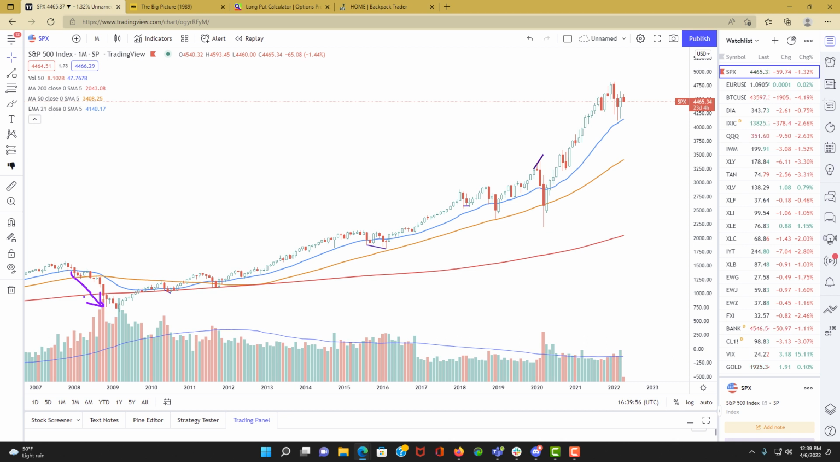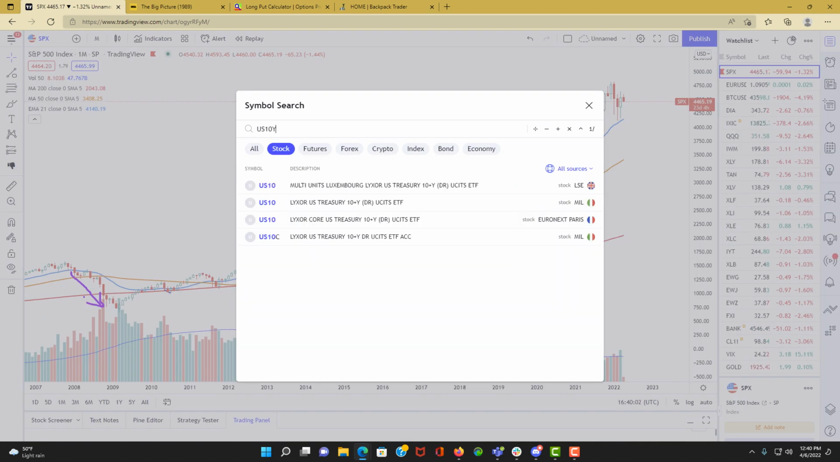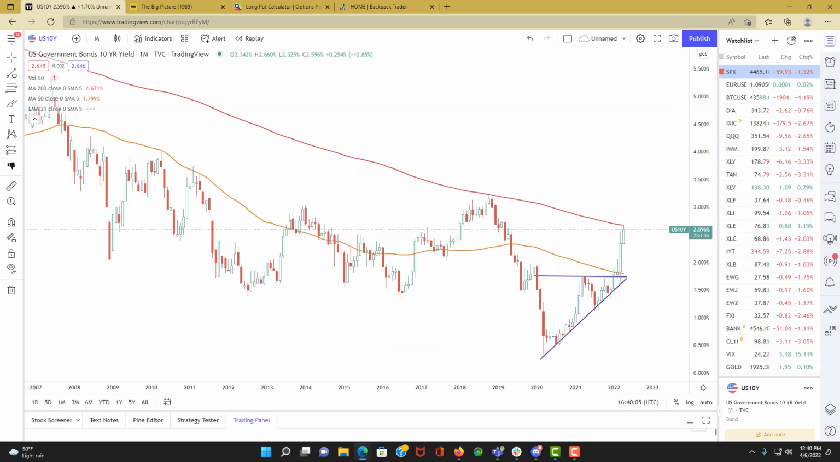It's not the S&P 500 that I want to show you. It's not the stock market that I want to look at from this big picture. It is the bond market. That's right. The interest rate situation. The red candles are down days. The green candles are up days.